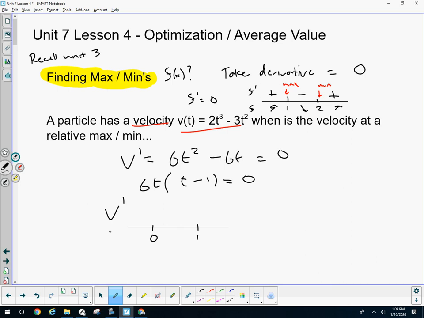V prime will tell us if V is going up or down. Is V prime A? Sure. Doesn't matter in this situation. Positives, negatives, positives. I'll have a max velocity value at 0. I'll have a min velocity value at 1 because V is going up in its values, going down, and going up.